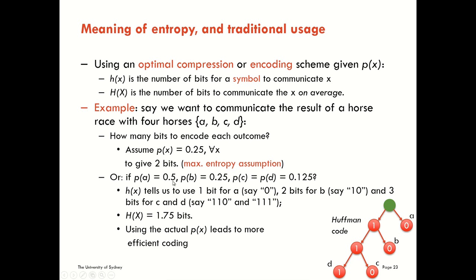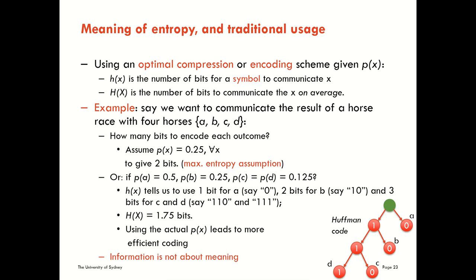So in this case, for these probability distribution values, we get an average code length, an average Shannon entropy, of 1.75 bits. And we can see that using the actual probability distribution leads to a more efficient coding than if we just assumed 2 bits for every symbol. There are fewer bits to encode in this most efficient way than if we just guessed 2 bits in general.